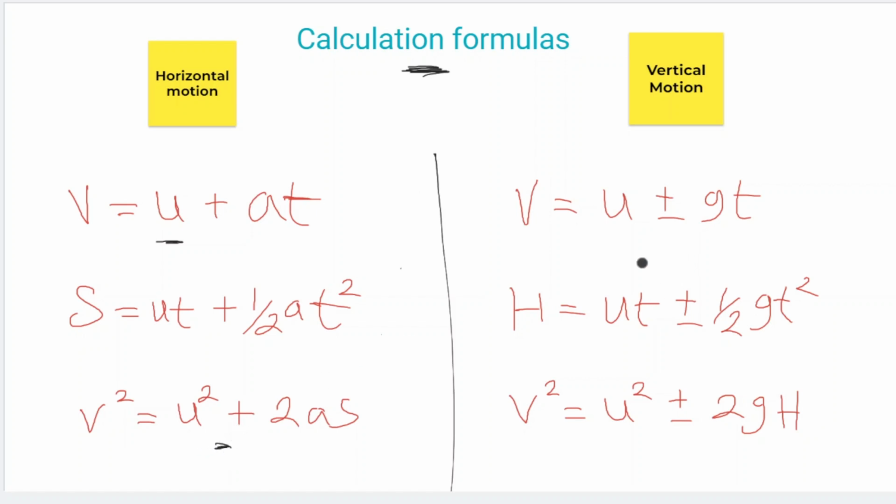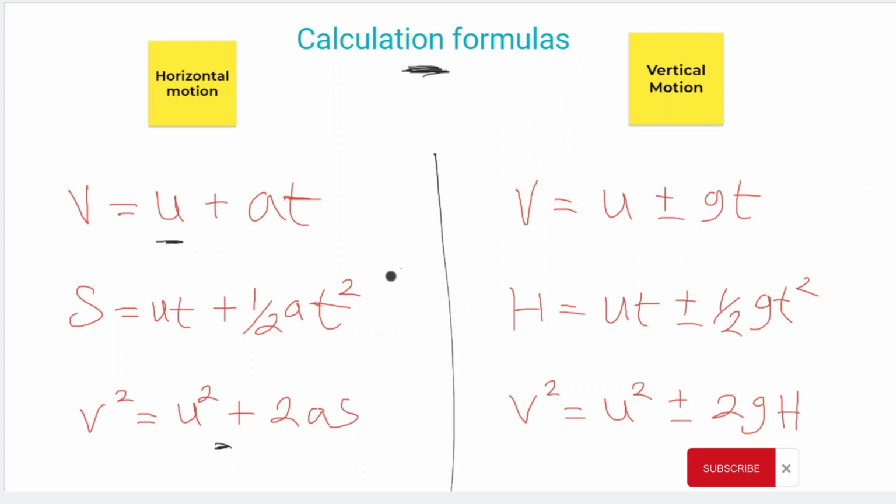The ones we're going to be using for the vertical motion calculation will be on the right hand side. So v equals u plus or minus gt. Plus or minus indicates either the body is coming down or the body is going up. If the body is coming down, we said we're going to be using plus for g. If it's going up against gravity, we'll be using minus. That's why you have plus or minus. We're not going to use both signs to solve; we're going to use only one of the signs.